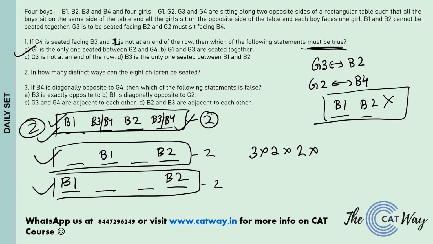And apart from that, I initially told you that we'll double the number of cases we find over here. Why will we double it? Because B1 and B2 can also interchangeably sit, and those are the two extra cases in every case that will be formed. So the total number of cases that we can get is going to be equal to 24. Hope this is clear. So the correct answer for this question is going to be 24.